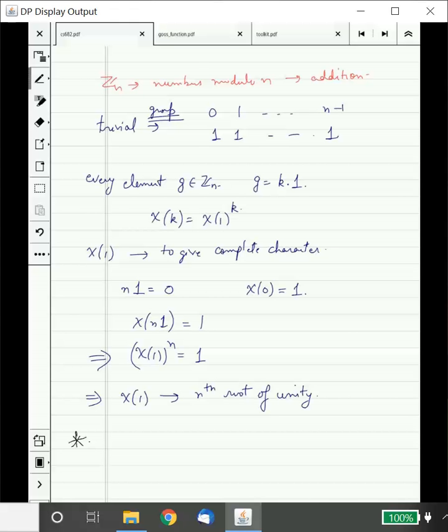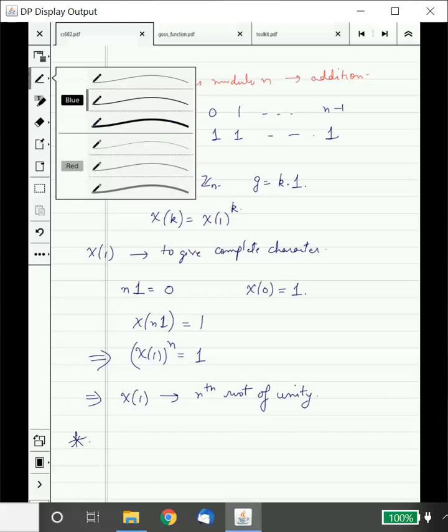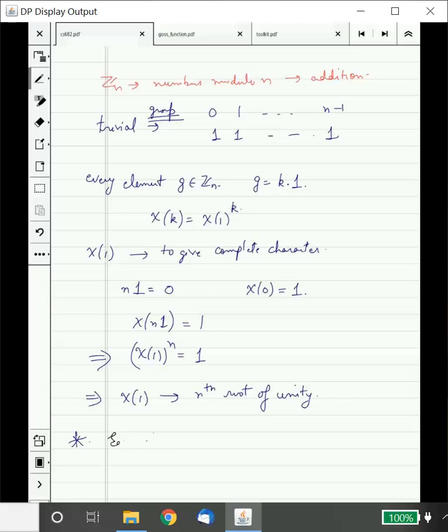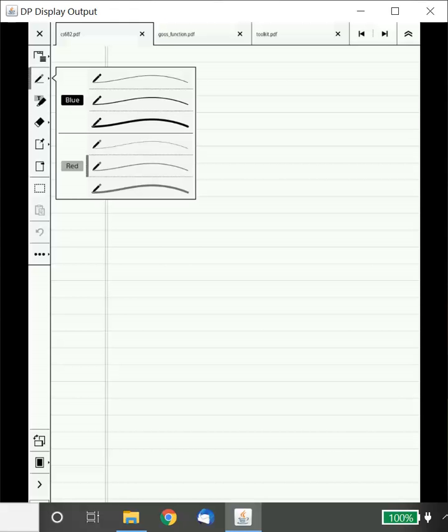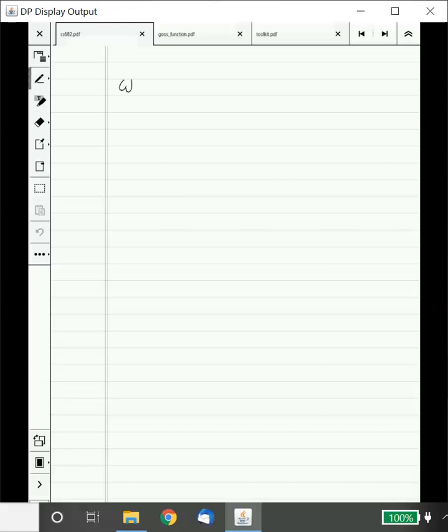The important thing is each character of Zn corresponds to one nth root of unity. Let me go back to some high school mathematics. We will remember what is the nth root of unity? e to the power 2 pi i divided by n. This is 1 and every other nth root of unity is a power of it.